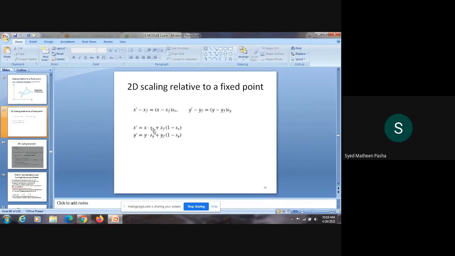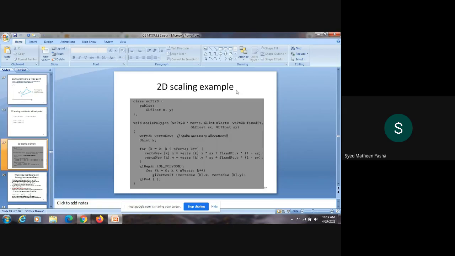That is nothing but these are the coordinate positions we use, x as well as y, so that they can be scaled to the other terms, x dash as well as y dash, so that we can calculate the relationship between scaling factors as well as xy coordinates for scaling with respect to a fixed point. Then we saw an example of 2D scaling, that is the code.